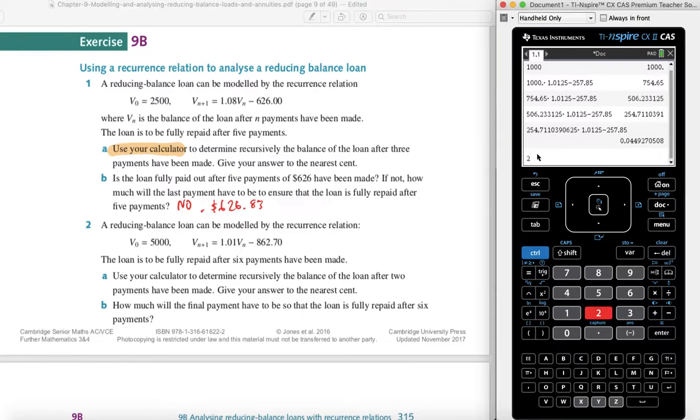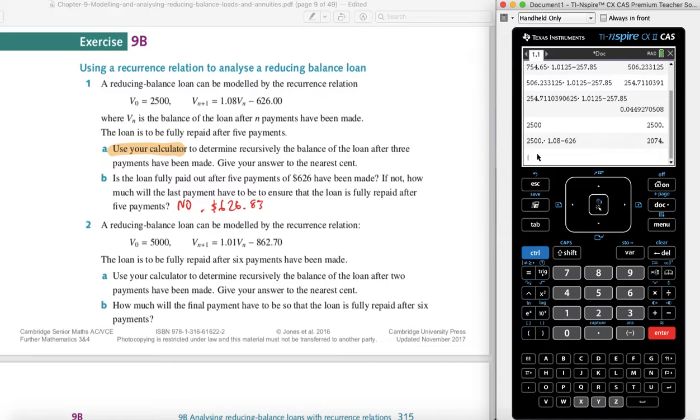So we've got our starting point, 2,500, enter. We're then going to multiply that by 1.08, and we're going to subtract the payment of 626. So there's our first payment made. What do they want? 3 payments, 2, 3. So that's how much we have after 3 payments, $1,117.03. So remember when we're writing this up come exam time, that's 3 cents, put the dollar sign at the front. And the second part is, is the loan fully repaid after 5 payments of 626 have been made?